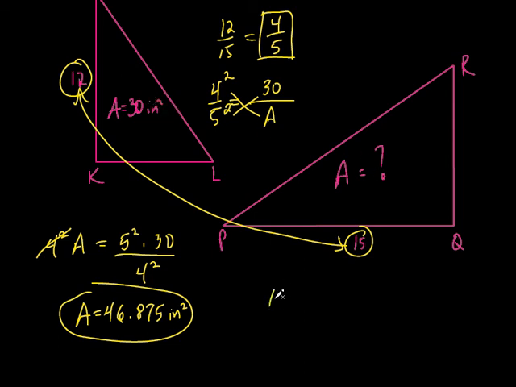Okay, so I could have gone 15 squared over 12 squared, and that would equal what? A over 30. So the area of PQR now equals 40. That's right. So this area right here is now 46.875. Exactly. That's that area right there. Does that make sense? Yes.